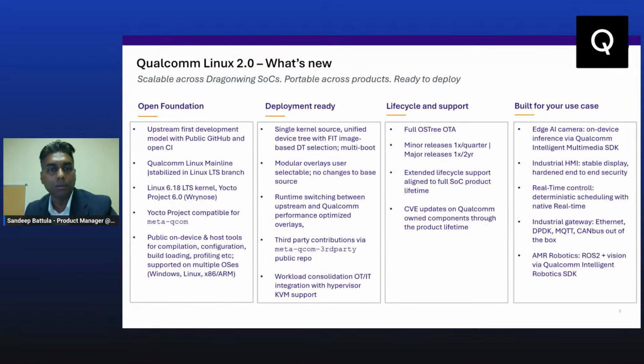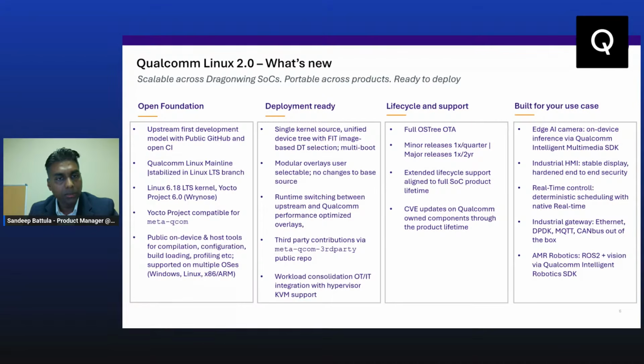Okay, so now let's look at what's new in Qualcomm Linux 2.0. When we started Qualcomm Linux 1.0 in March 2024, the intent was to deliver a completely open source and Upstream-First Linux distribution. With the learnings from our developers and the customers with their production environments, the commitment is fully in execution right now with Qualcomm Linux 2.0.